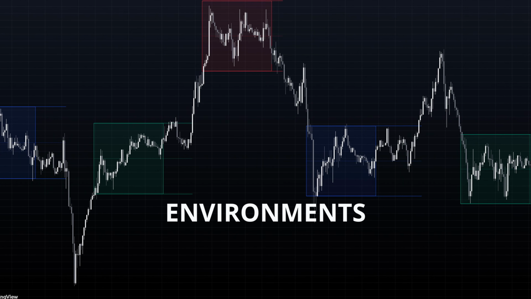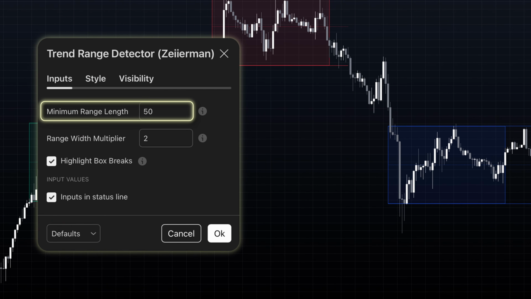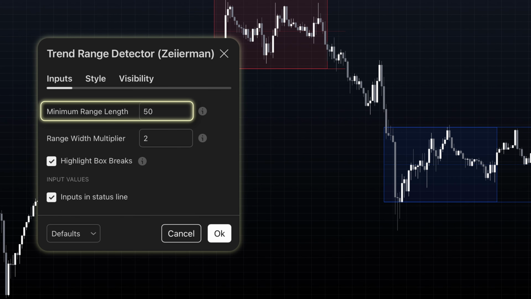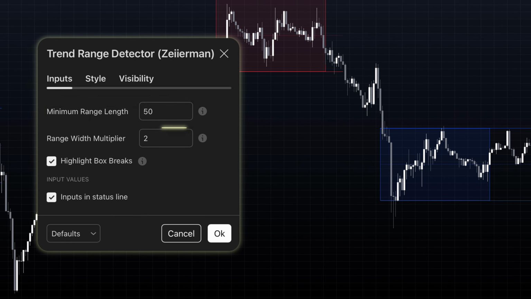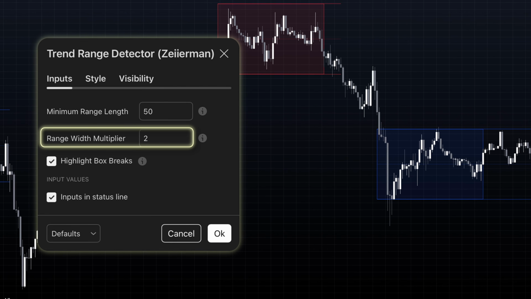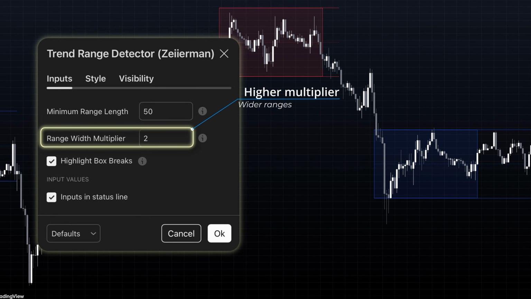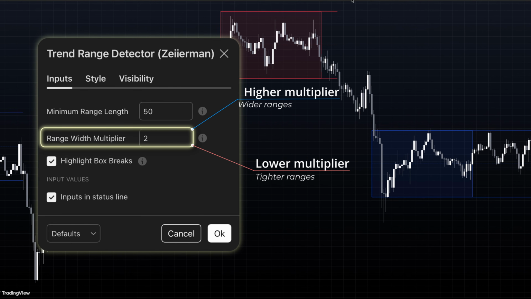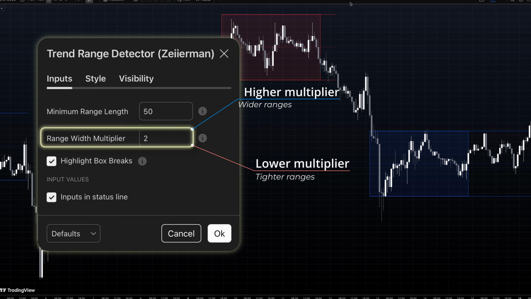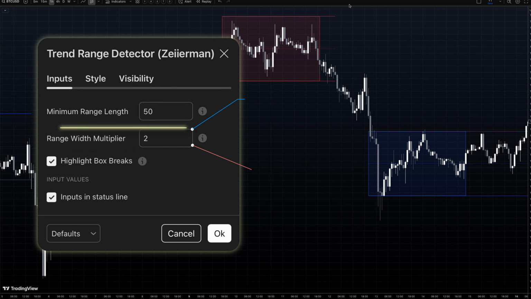volatility environments. The minimum range length parameter prevents premature box creation during brief pauses in trending moves, while the width multiplier allows adjustment for different market conditions. Higher multipliers accommodate more volatile instruments, while lower values create tighter range definitions.